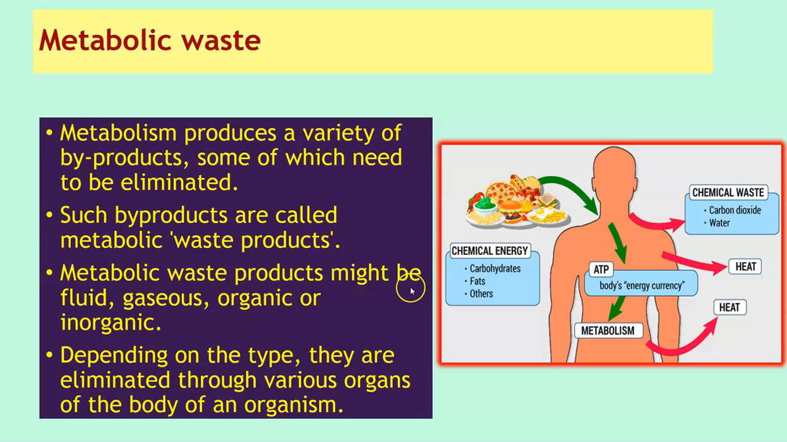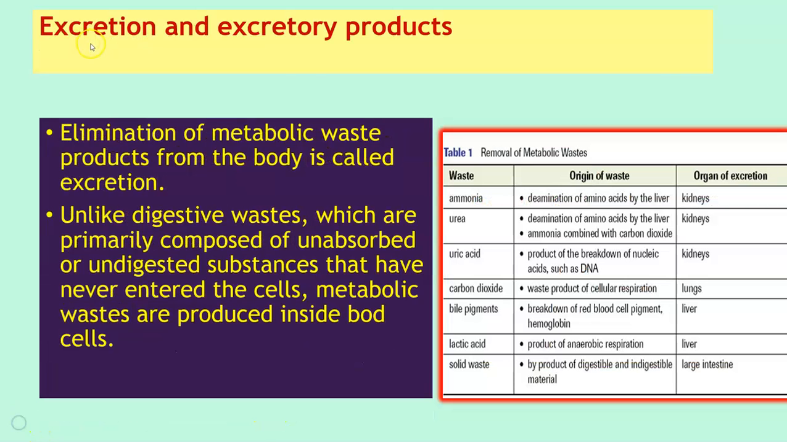Metabolic waste products might be fluid, gaseous, organic, or inorganic. Depending on the type, they are eliminated through various organs of the body of an organism. Excretion and excretory products. Elimination of metabolic waste products from the body is called excretion. Unlike digestive wastes, which are primarily composed of unabsorbed or undigested substances that have never entered the cells, metabolic wastes are produced inside the body cells.